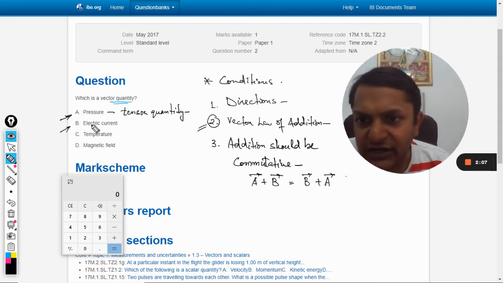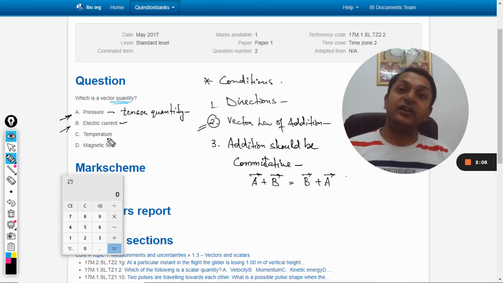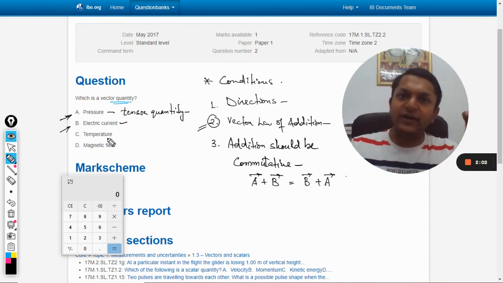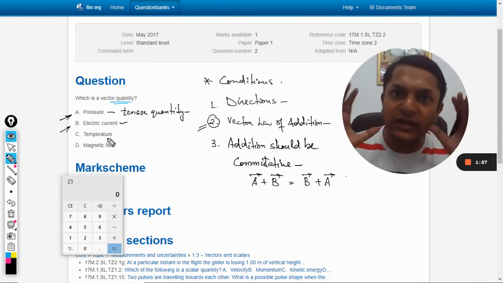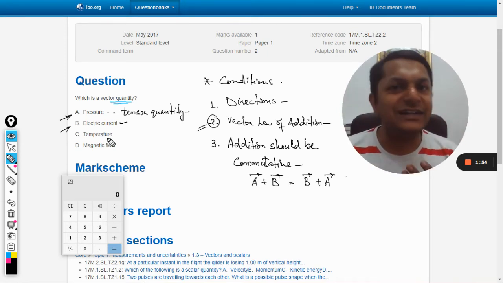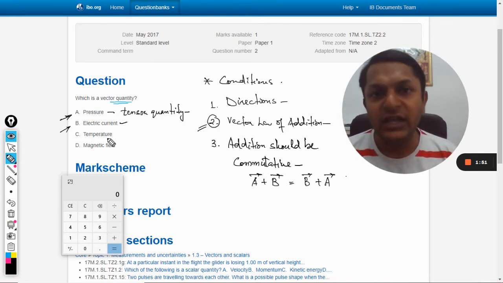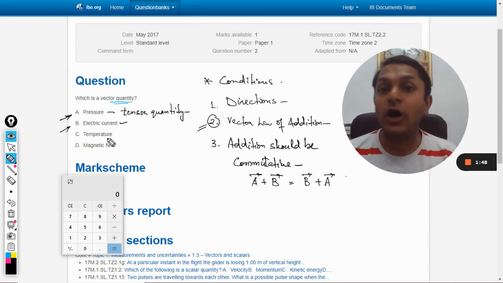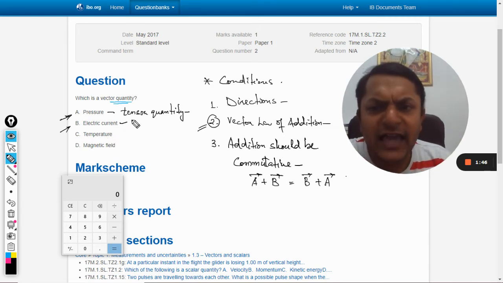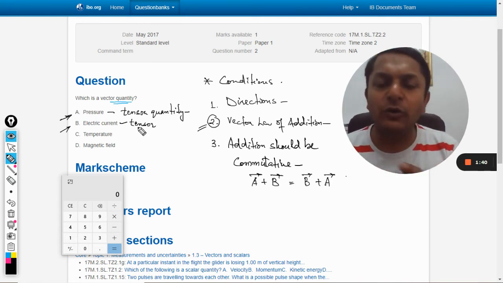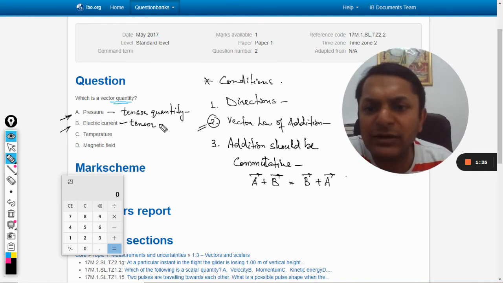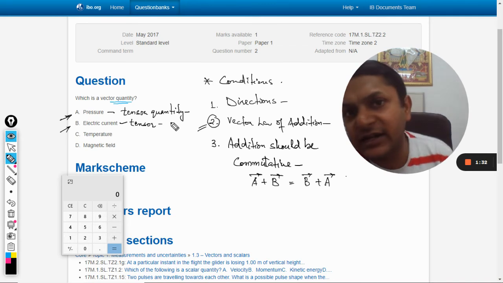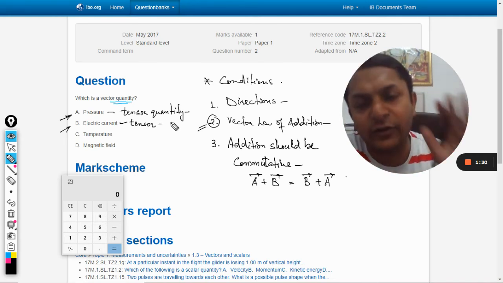Next is electric current. Same with the electric current, it does have a direction. If there is a straight wire, we can say that either the current is moving towards left or it is moving towards right. So there is a direction of the current, but because it does not follow conditions number two and number three, even this physical quantity is not considered a vector. So this can be taken as a tensor quantity, but there is very little mention of current being a tensor quantity in our books. So we must not say it, but it can be regarded as a tensor quantity, but it is not a vector quantity.